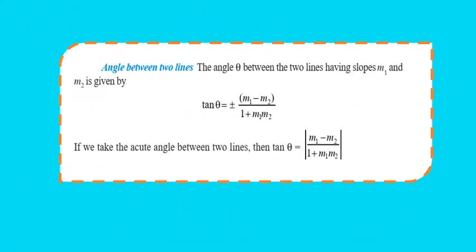Next we have the angle between two lines. If theta is the angle between two lines having slopes m1 and m2, then tan theta is given by plus minus (m1 minus m2) upon (1 plus m1 m2). And we generally take the angle between two lines as an acute angle. Then we write tan theta equals modulus of (m1 minus m2) upon (1 plus m1 m2). So whenever we have to find the angle between two lines where slopes are known, we simply use the formula tan theta equals modulus of (m1 minus m2) upon (1 plus m1 m2). Clear? So pause and note down the point.